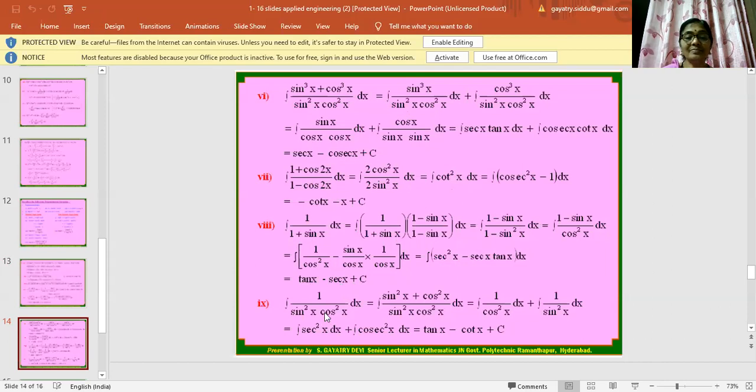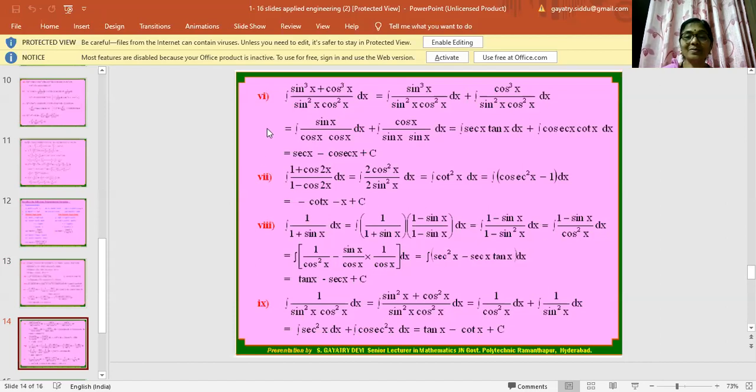Coming to the next one, 1 by sin square x into cos square x. 1 is written as sin square x plus cos square x. Again, take the numerator and split each term over sin square x into cos square x. Division gives sin square by sin square cancellation, 1 by cos square x as the first term, and cos square by cos square cancellation giving 1 by sin square x as the second term. 1 by cos square x is secant square x, and 1 by sin square x is cosecant square x, whose formulas are direct: integral of secant square x is tan x, integral of cosecant square x is minus cot x, plus integrating constant c.